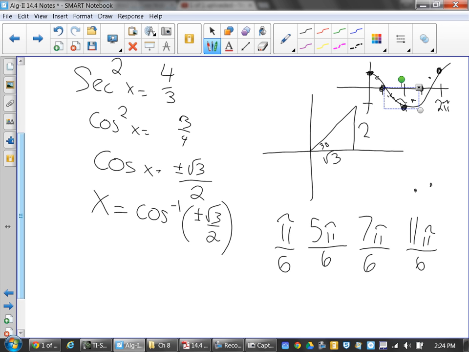I didn't realize they would change it back to cosine. Oh, you didn't have to. If you left it as secant, you would still get this. What would happen here is if you had secant squared is 4 over 3, the secant of x would have been plus or minus 2 over the square root of 3. So that's still saying it's the hypotenuse over adjacent, and you're still at a 30-degree angle. It works just the same.